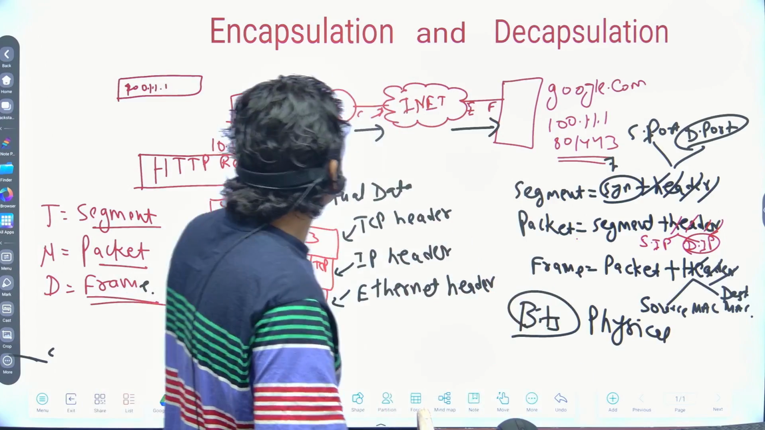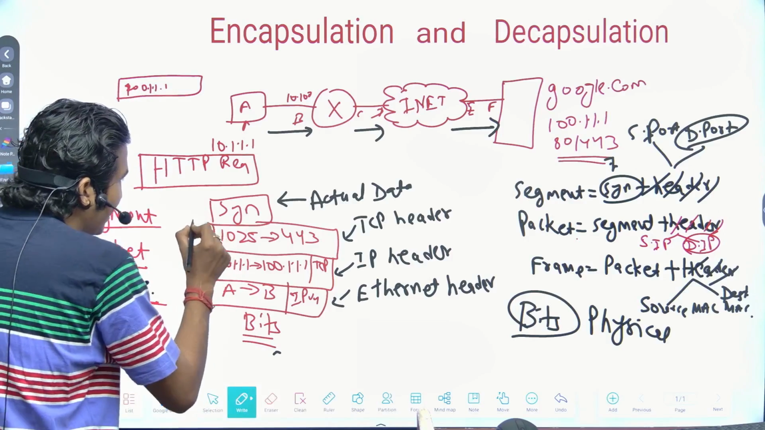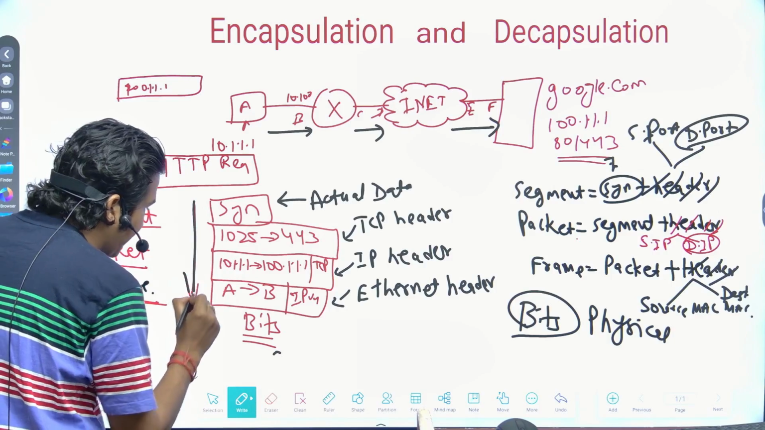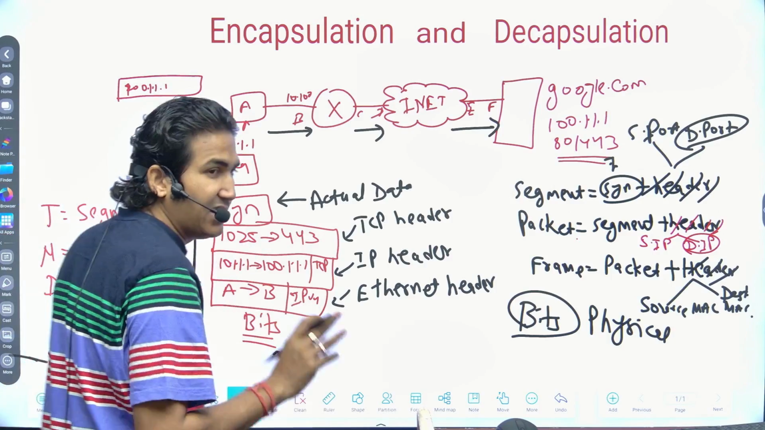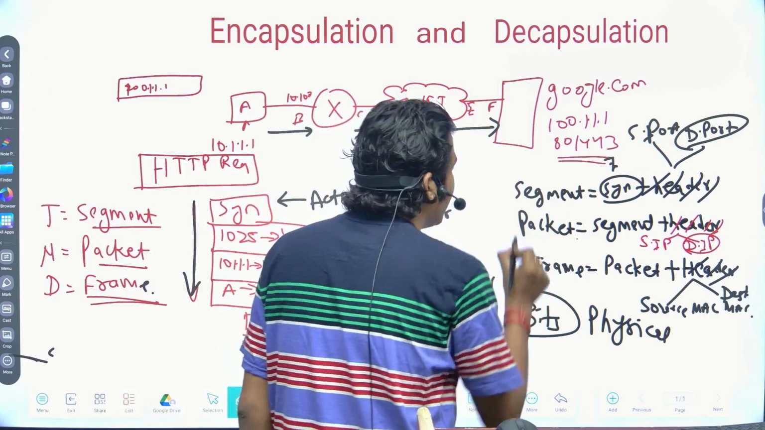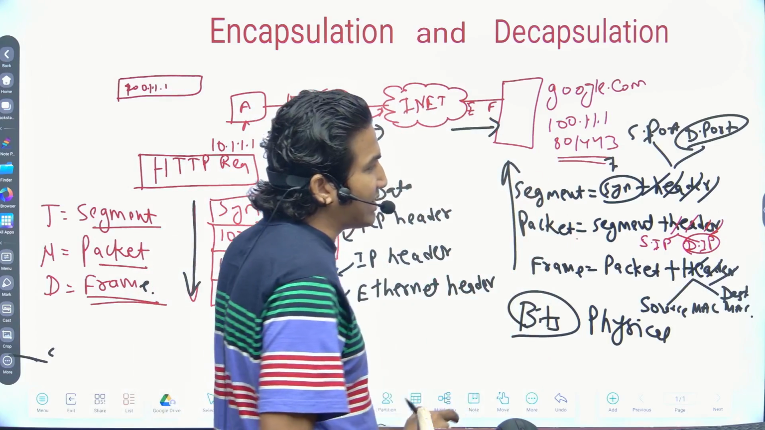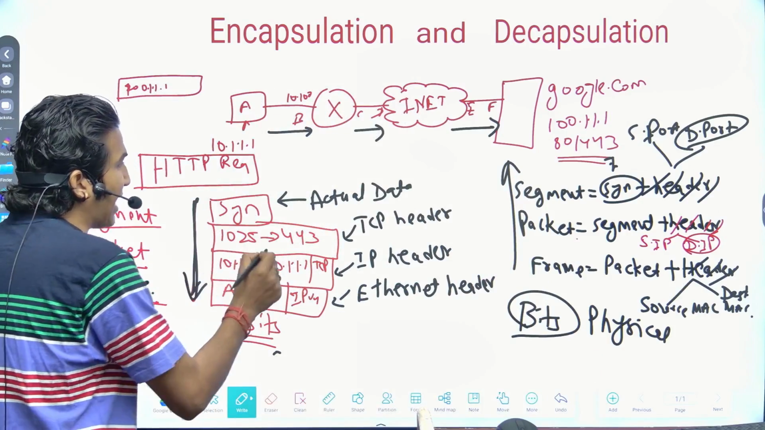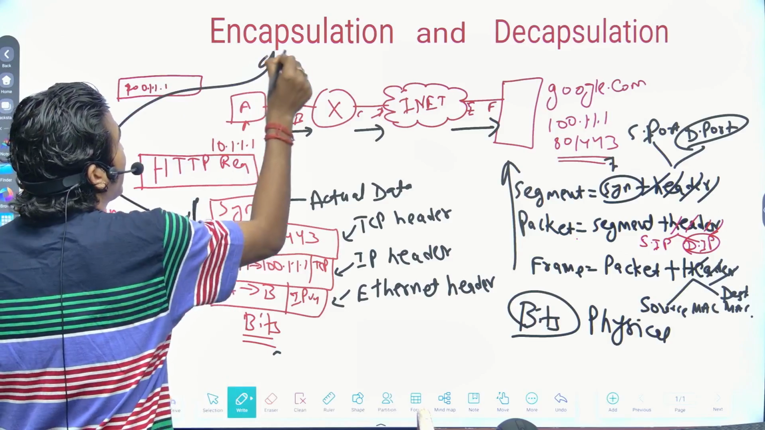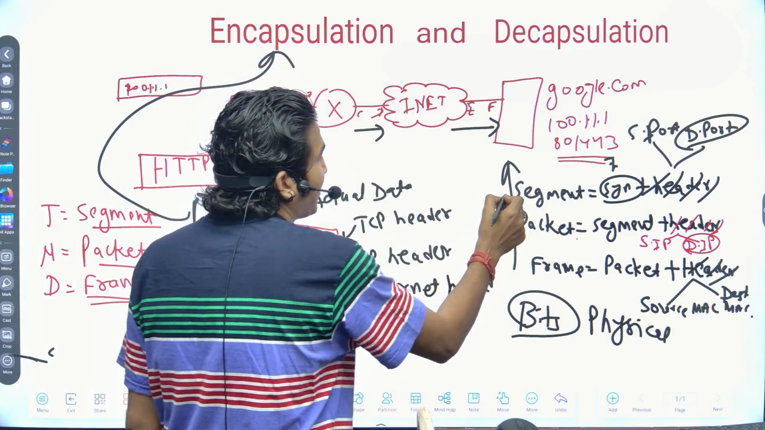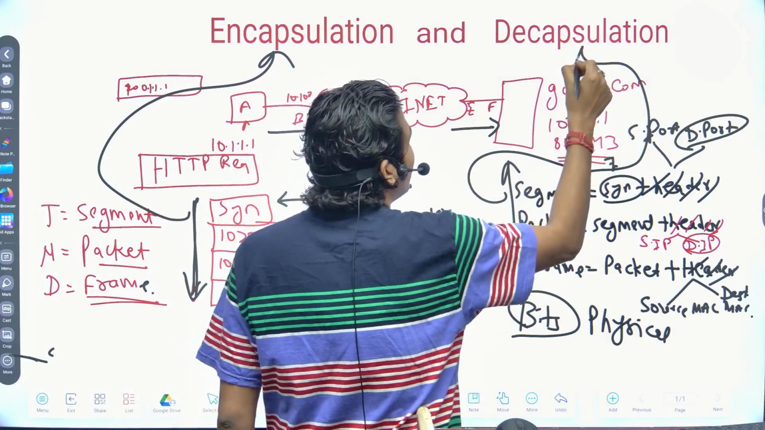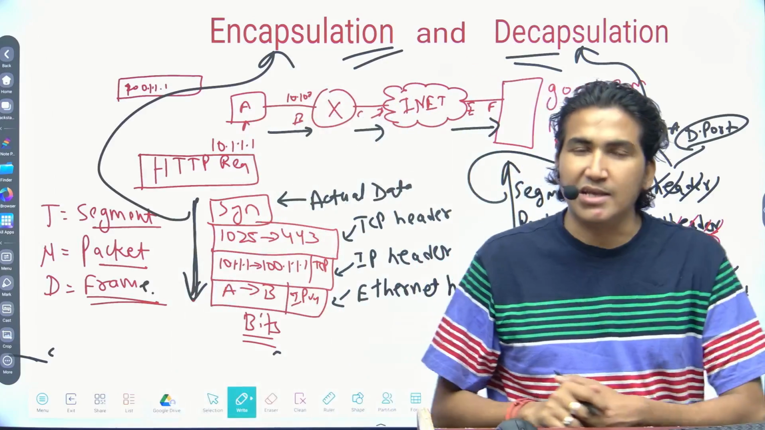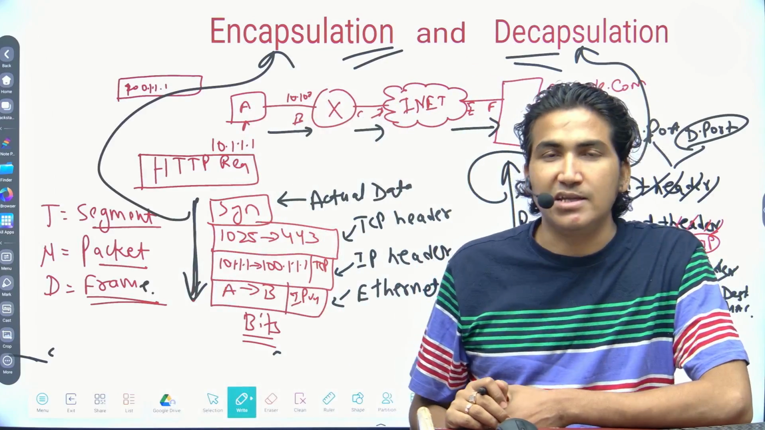So you can see the sender machine is adding extra information with actual data, right. It's adding extra information with actual data at each layer, and the receiver machine is removing that extra information from the actual data, right. So adding extra information with actual data is referred to as encapsulation, and removing extra information from actual data is referred to as decapsulation. Okay, so hope now it is clear what is encapsulation and decapsulation.